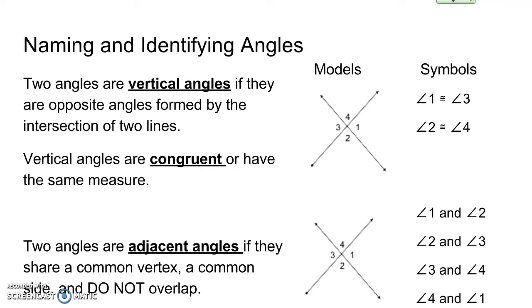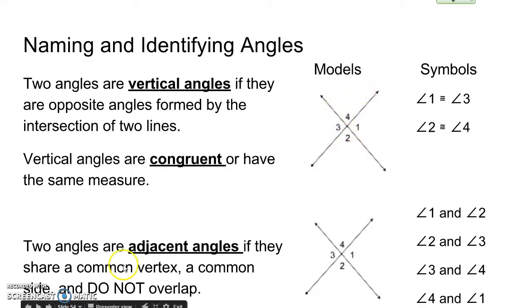Next, you need to know different ways to classify pairs of angles. First, two angles are vertical angles if they're opposite angles formed by the intersection of two lines. So vertical angles would be like angle 1 and angle 3. That would be a pair of vertical angles. They're opposite from each other. 2 and 4 would be the other pair of vertical angles. And remember that vertical angles are congruent. That means they're equal. So if angle 2 here was 70 degrees, that means angle 4 would also be 70 degrees.